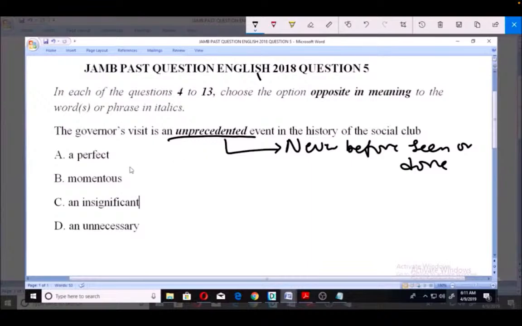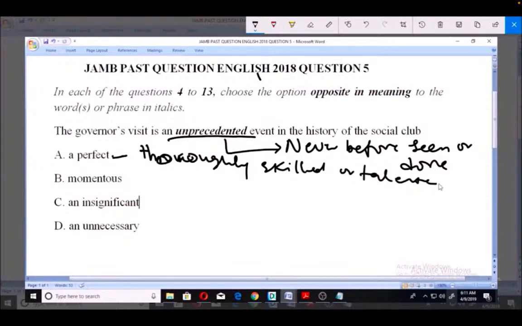That is unprecedented. Then we look at the second word, perfect. Perfect simply means thoroughly skilled. You are so skilled that you are so perfect. Thoroughly skilled or talented. Somebody that is so talented in something that you cannot say that person is perfect.